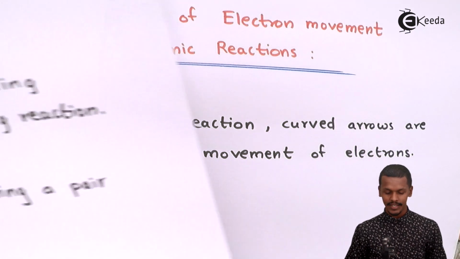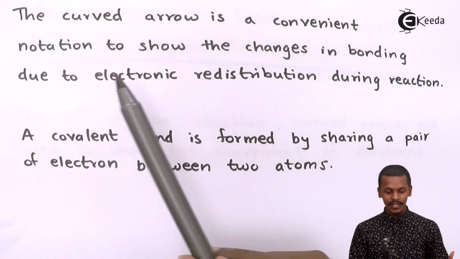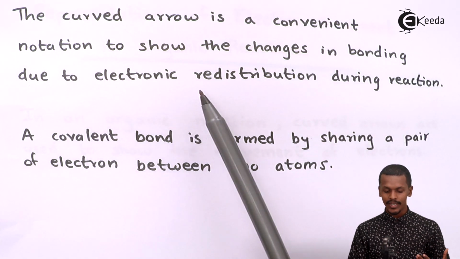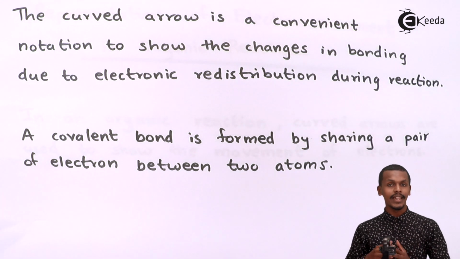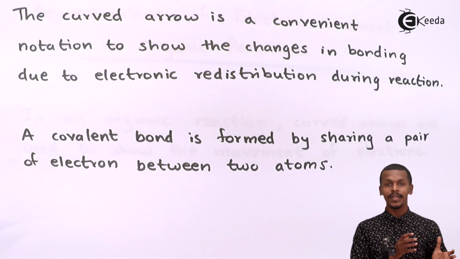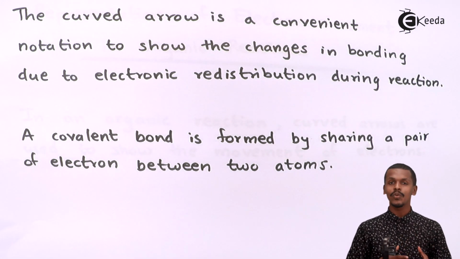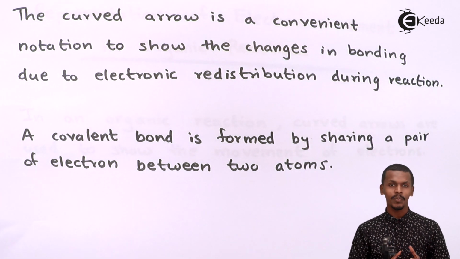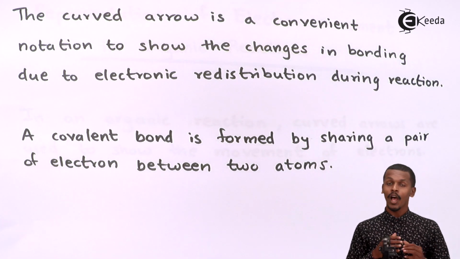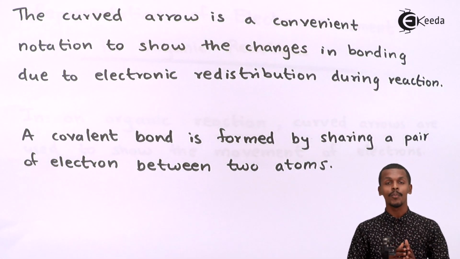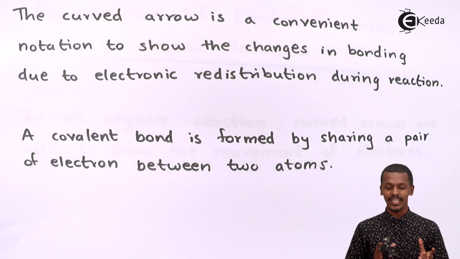Talking about the next one, the curved arrow is a convenient notation to show the change in bonding due to electronic redistribution during a reaction. Whenever electron redistribution takes place while going from one bond to another bond, we have to represent it, and for representation we use curved arrows. That's the reason curved arrows play a very important role in understanding how the reaction has occurred and how the electrons have moved from one form to another, or from one bond to a particular atom.